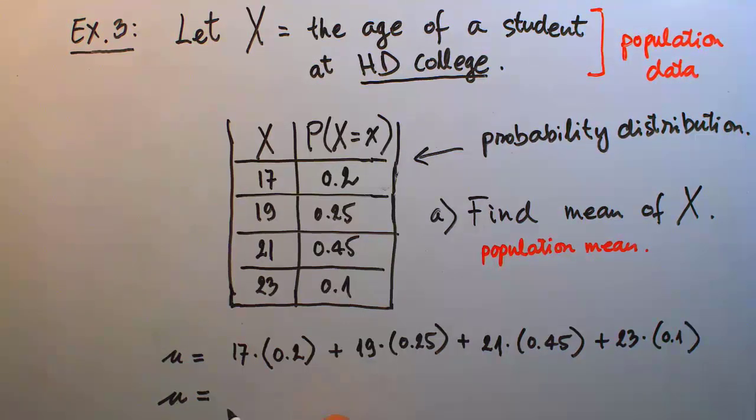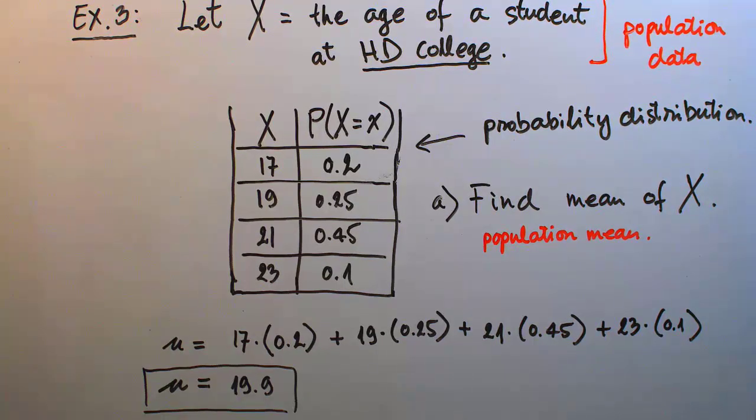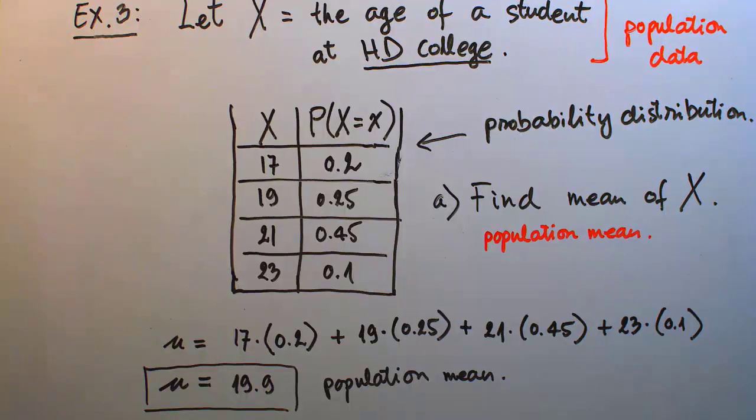The calculation shows the mean age at that HD College is 19.9 years old. And what we found here is once again the population mean value, because we calculated the mean value out of the entire population data, not only a small set of data.